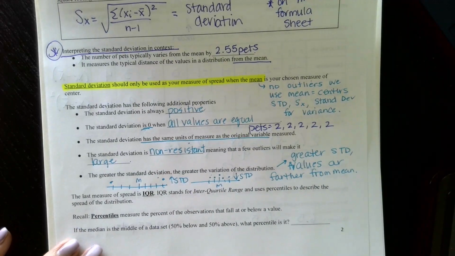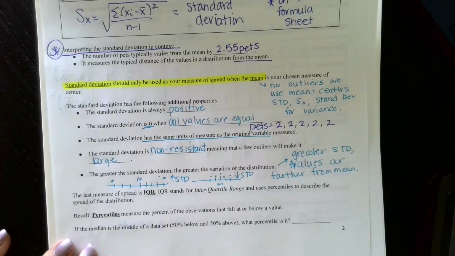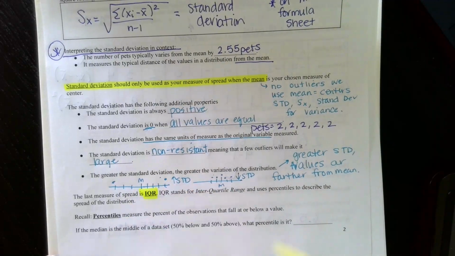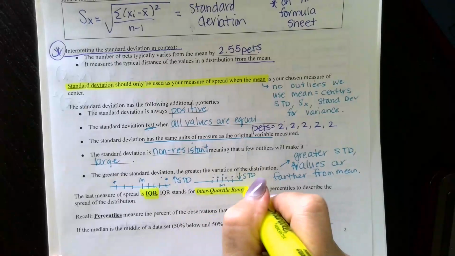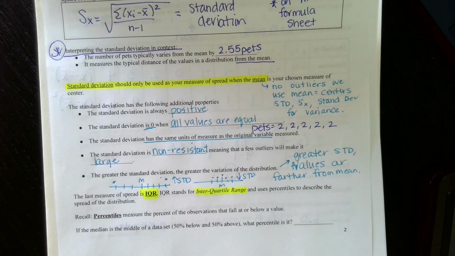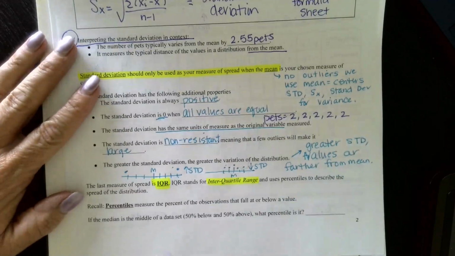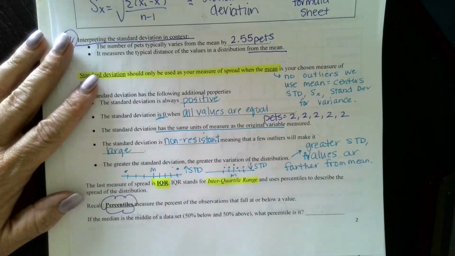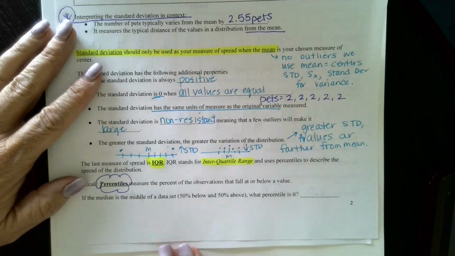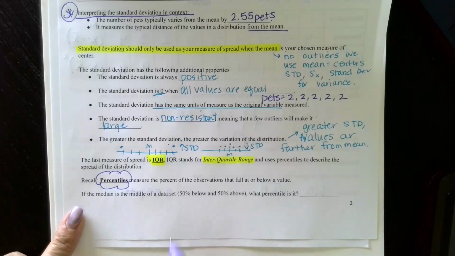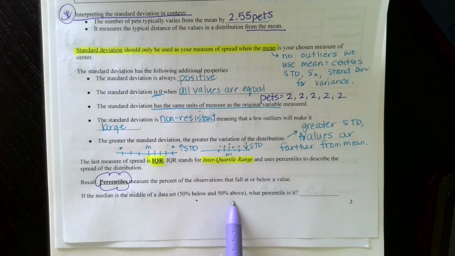Okay. All right. So if you remember, I said we can use the range, we can use standard deviation, or we can use this thing called IQR. And IQR stands for interquartile range. What we use with IQR is that we are going to describe the spread, and we're going to use percentages. So we use percentiles to measure the percent of observations that fall at or below or above a value. Okay? So if the median is in the middle, then this would give us 50% below and 50% above.